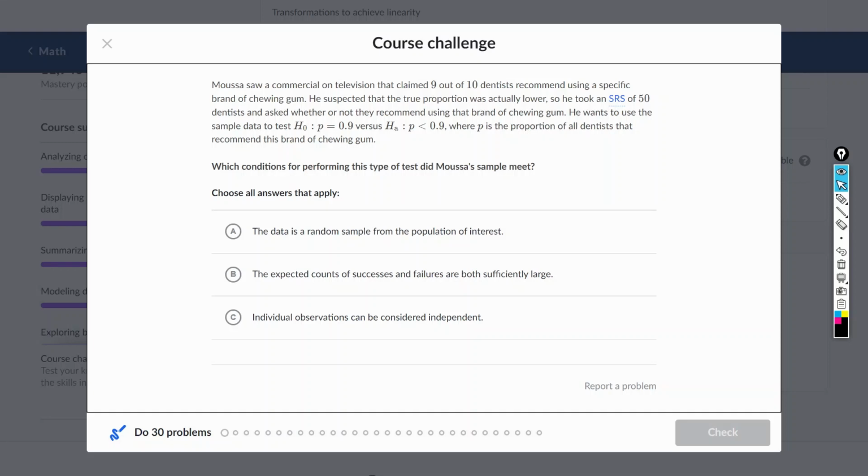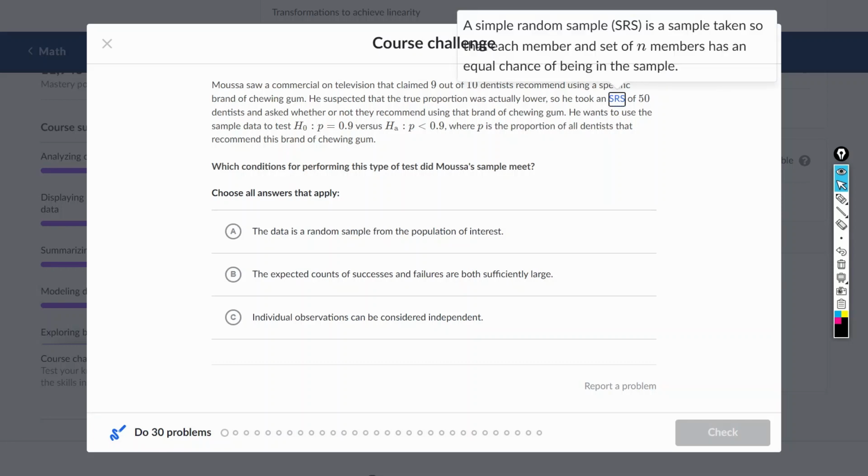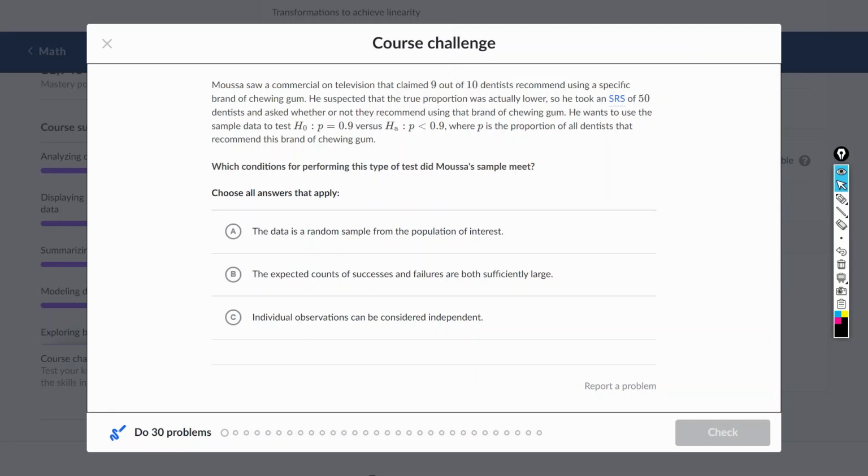今天我们来给 AP Statistics 做个总结，先讲真题。我们到 Khan Academy，前面每一章都已经学完了，现在到 Take Course Challenge 做一个 Final Review。第一题：M saw a commercial on television that claimed 9 out of 10 dentists recommend using a specific brand of chewing gum. He suspects that the true proportion was actually lower, so he took a SRS, simple random sample of 50, and asked whether or not they recommend using that brand of chewing gum. He wants to use the sample data to test p = 0.9, p < 0.9.